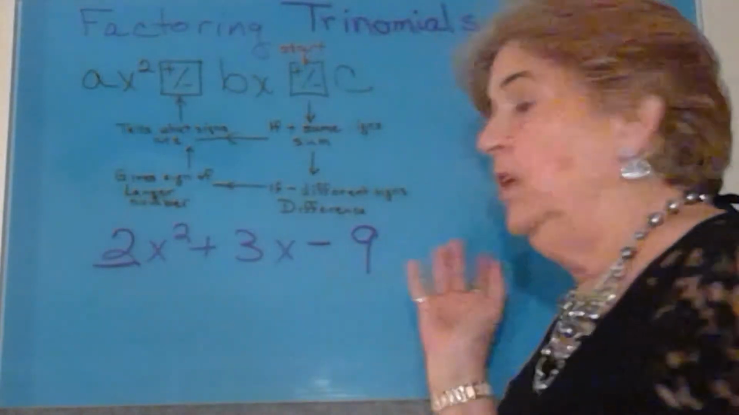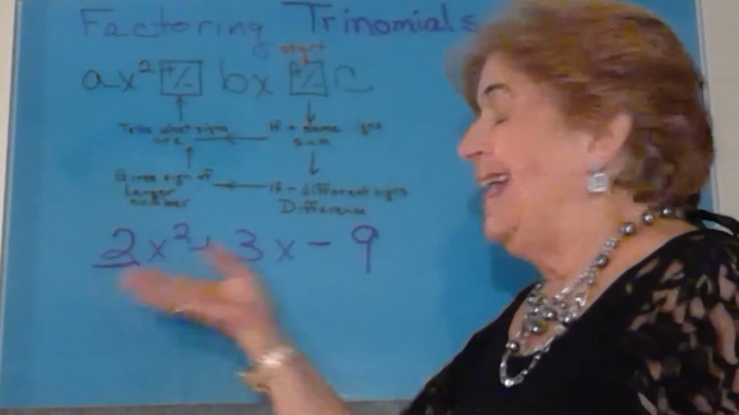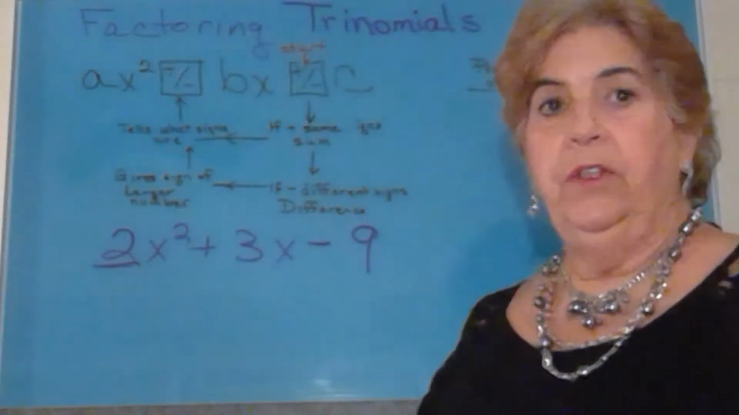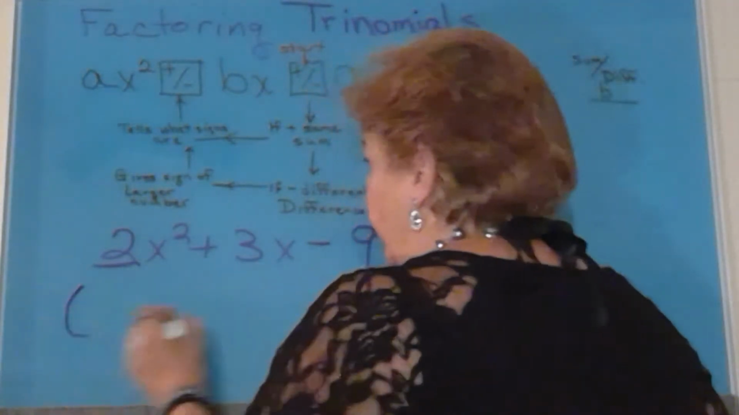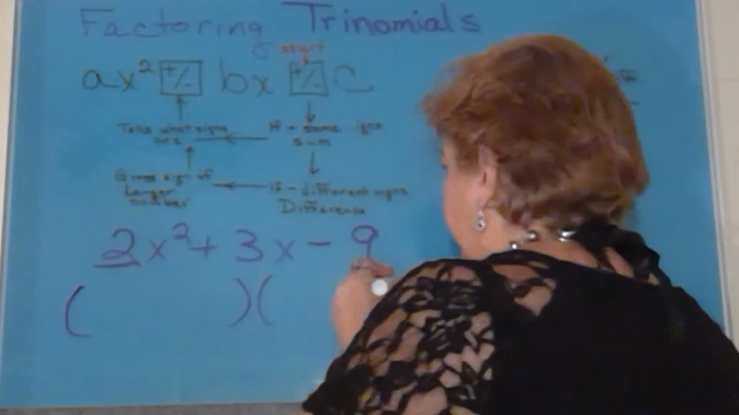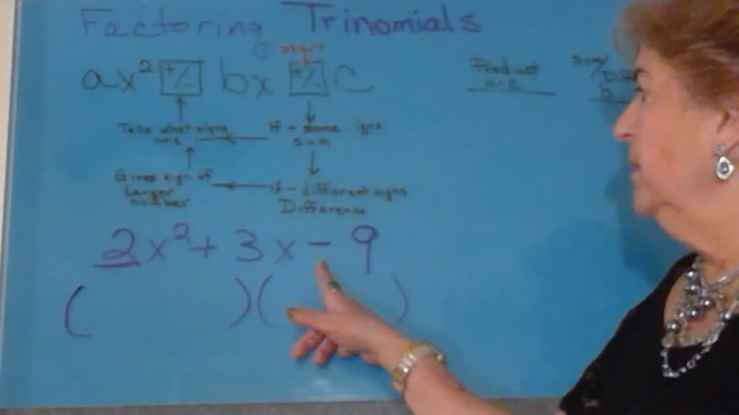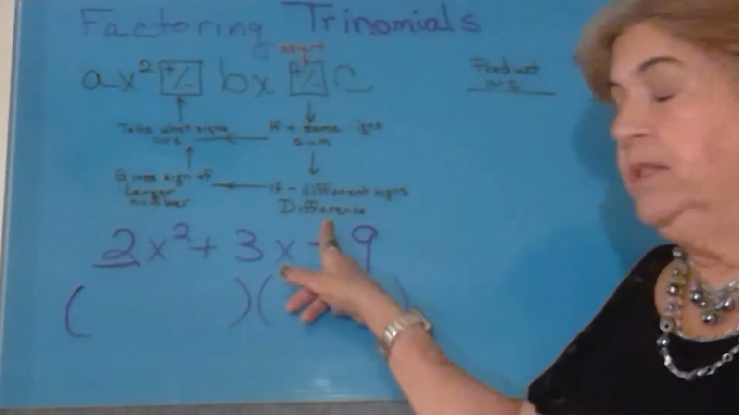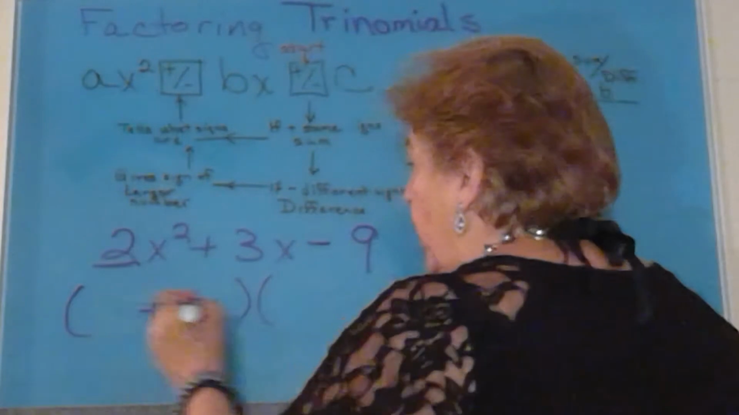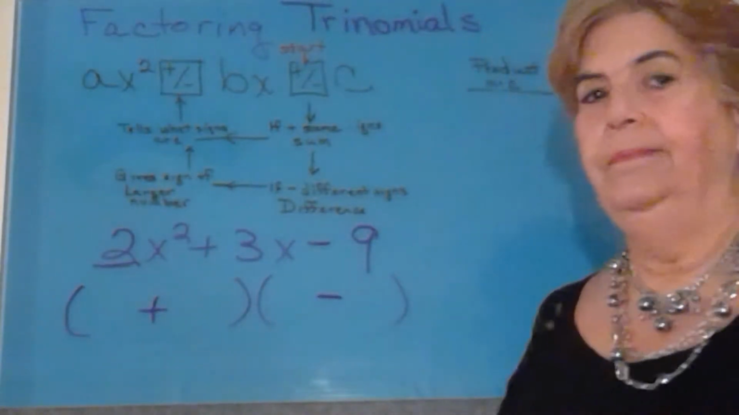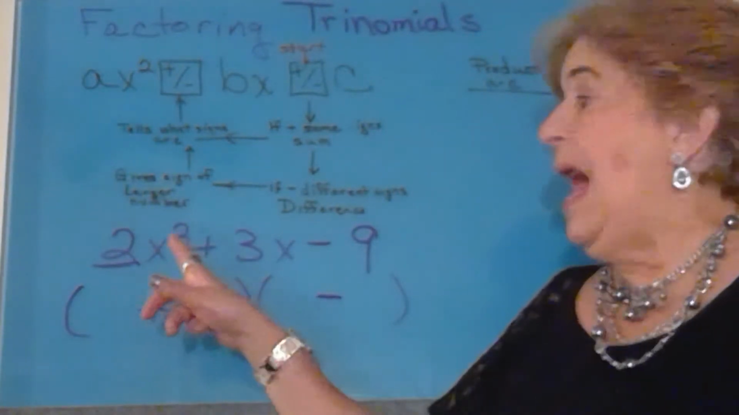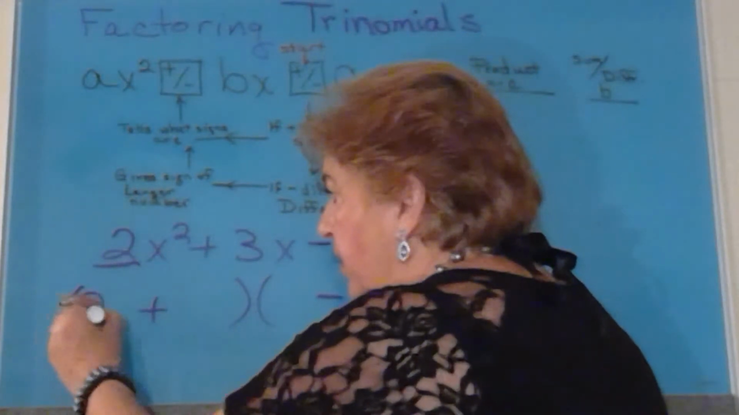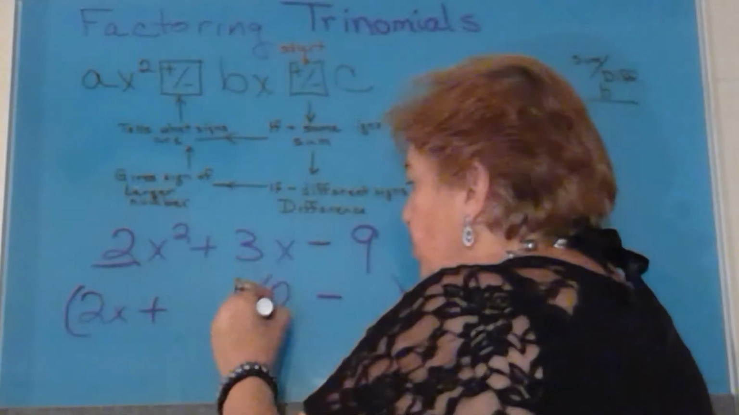Well, the first thing you want to look at is I can't factor out the 2. It's not a common factor. So what am I going to do? Well, I'm going to show you. Again, that's a minus. When that's a minus, I know that I have different signs. So I'm going to put a plus here and a minus here. I'm going to put a 2x here and a 2x here.